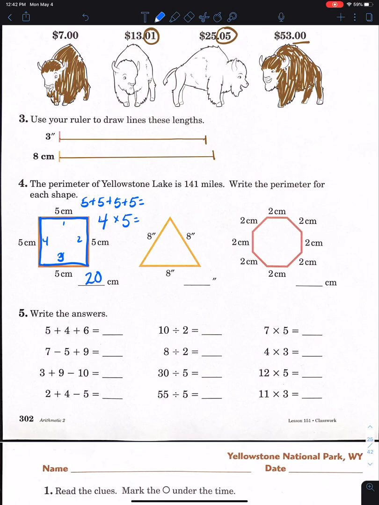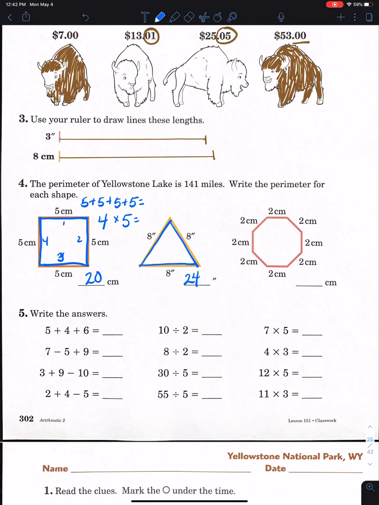All right, for the triangle, we have 3 sides. They are all equal lengths, just like we had for the square. And what happens if we add all 3 sides? Well, 8 plus 8 is 16, plus 8 more is 24.